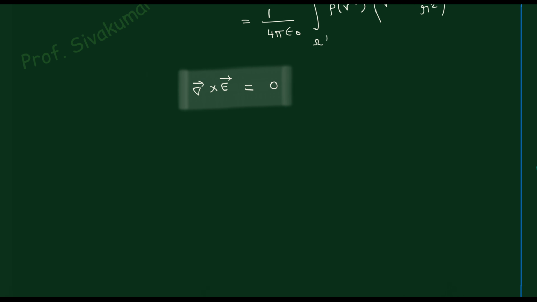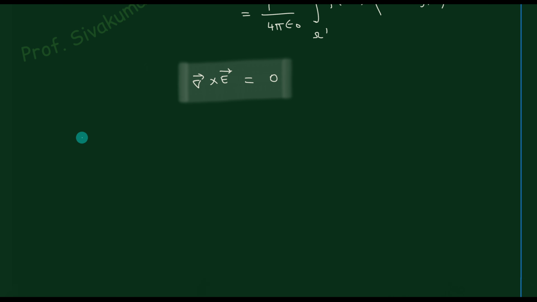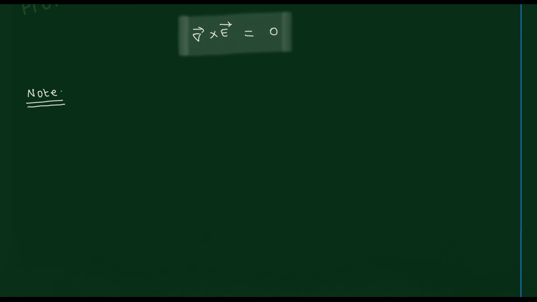But there is a small point to be noted. The point is that the curl is not 0 all the time. Not 0 all the time. So we have to note down, how do you know that it is not valid all the time? So let me make a remark here.